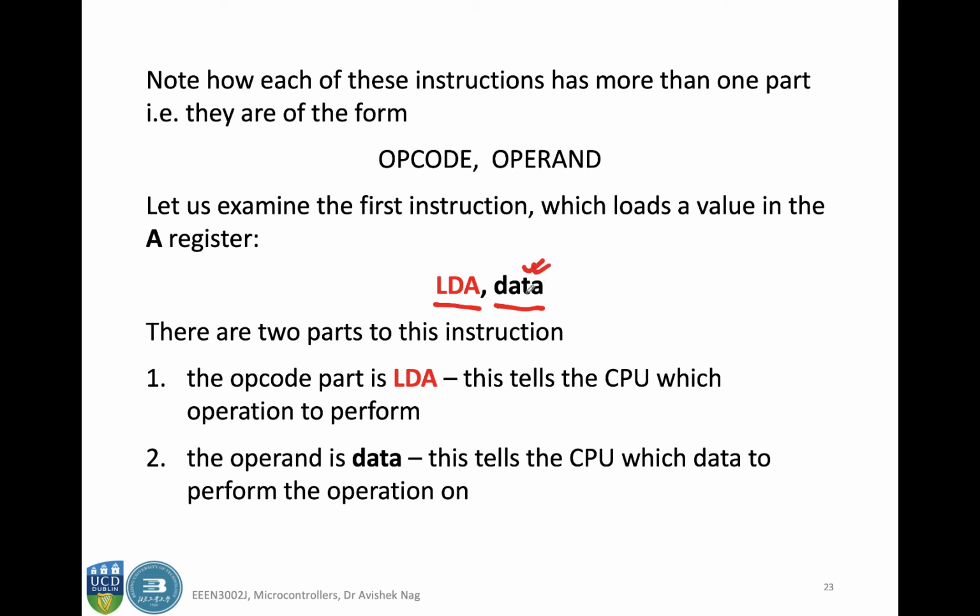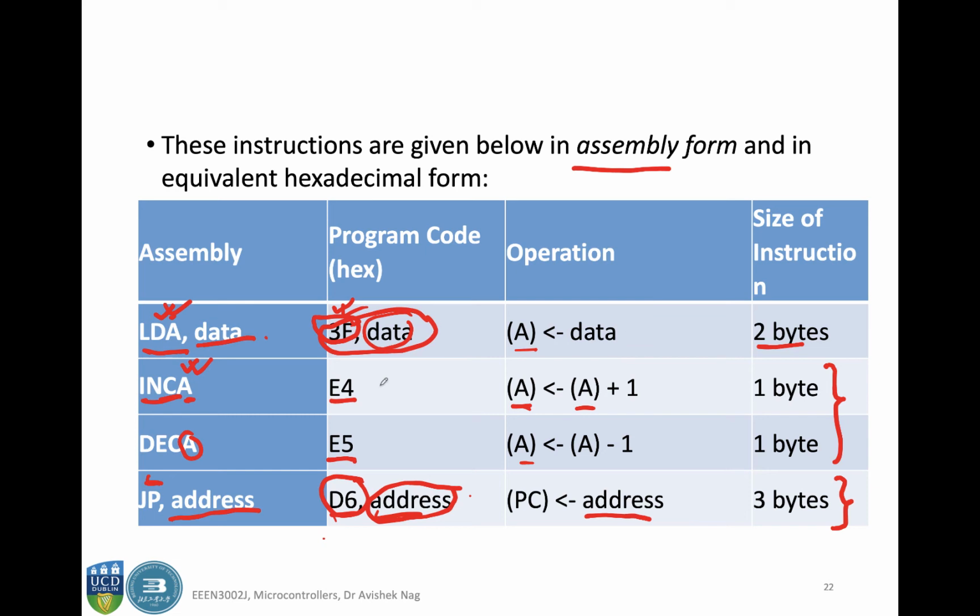Okay, and the instruction itself is called opcode. So the opcode part, which is load A, tells the CPU which operation to perform, and the operand, which is the data, tells the CPU which data to perform the operation on. Okay, so some instructions will have opcode and operand. Some instructions, as you saw, just come with the opcode. So for example, increment A and decrement A.